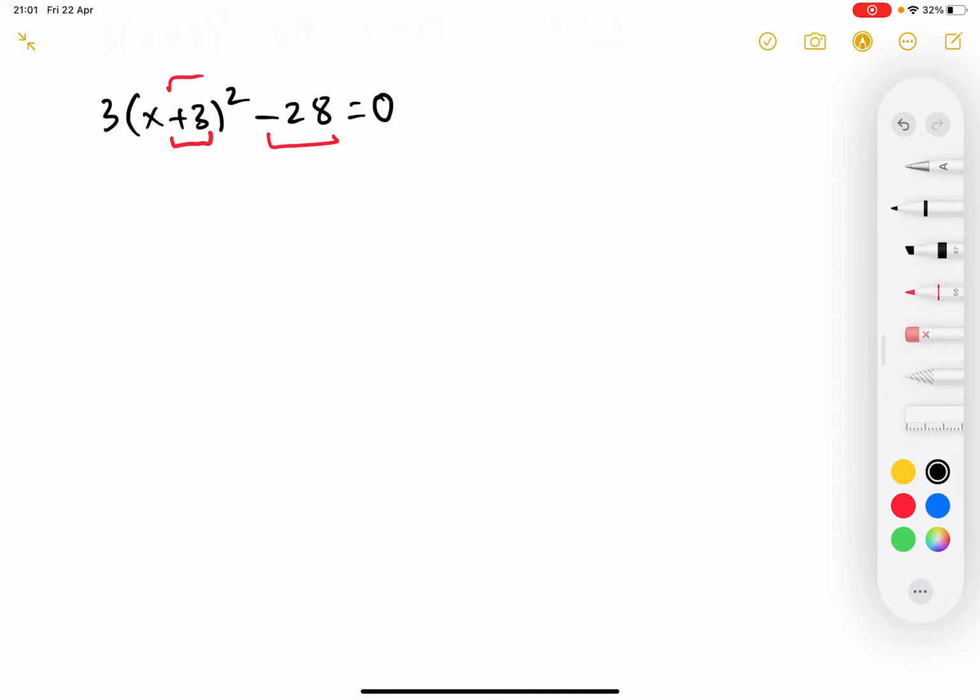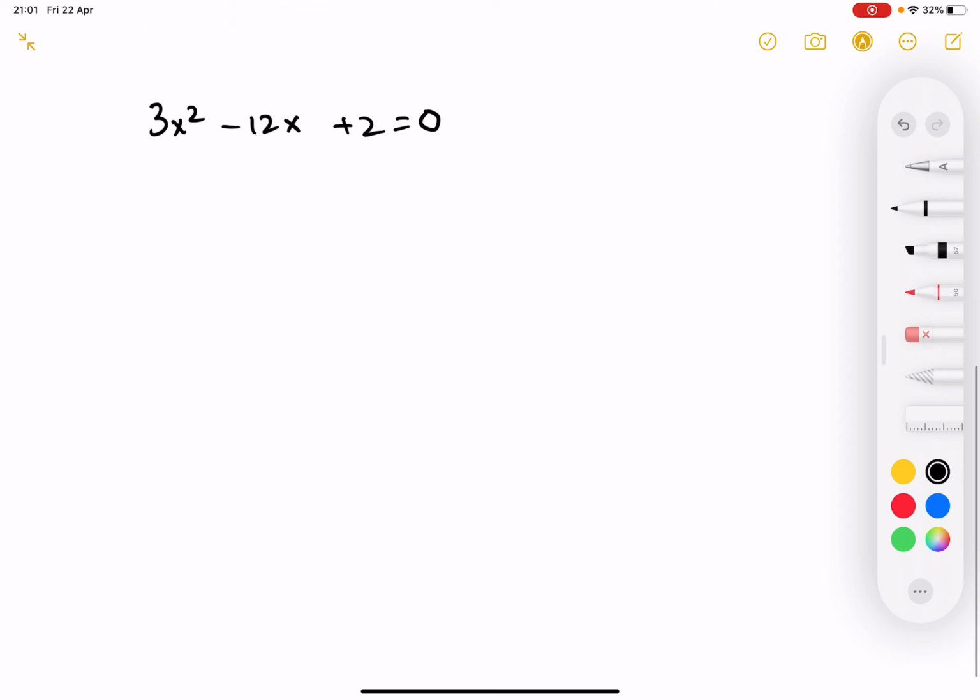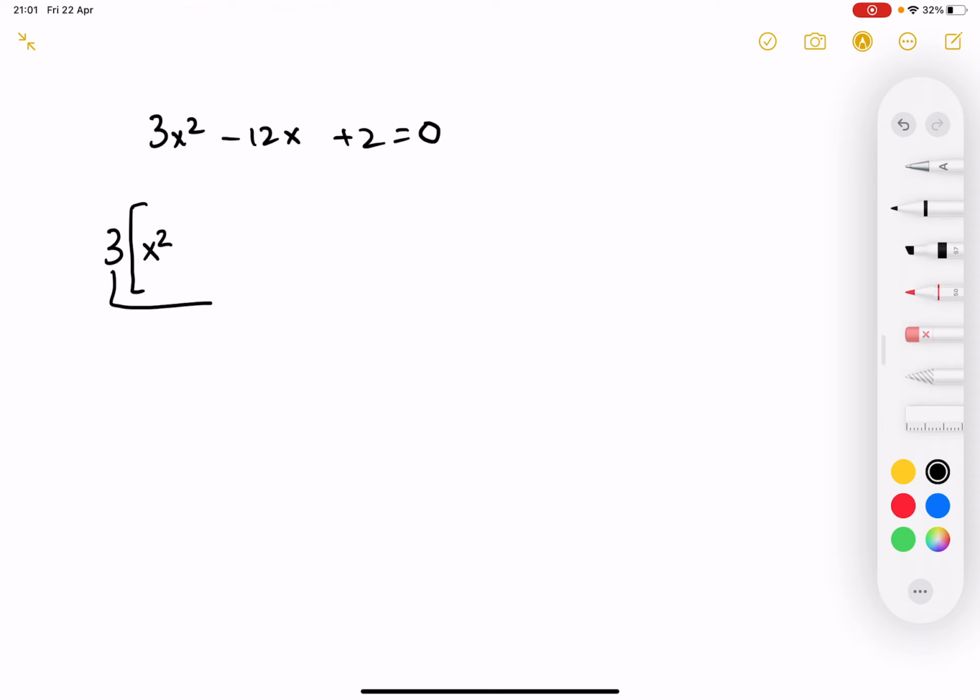All right, let's try another one. So we have 3x squared minus 12x plus 2 is equal to 0. Same thing as before. We take out the 3. We get our open brackets. We have x squared. 3 multiplied by something is going to give us minus 12x, which is going to be minus 4x. Close the brackets, and we have plus 2 on the outside.